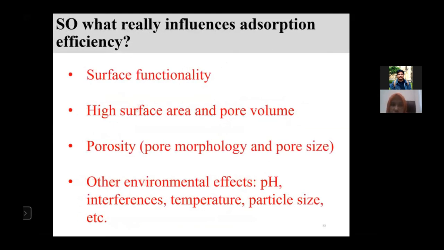Okay? So, in the last conclusion, what actually influences adsorption efficiency for our novel biomass-derived carbon would be, first, surface functionality, of course. The second, it has to contain high surface area and pore volume. And the effect of pore morphology and pore size is very important. The last thing, which I didn't talk about in this presentation, is the other environmental effects, like pH, interference, temperature, particle size of your adsorbent, and so on. I just showed some examples of this, that if we can tune these kinds of parameters, we can expect to get better efficiency with the specific molecule that we need, right?